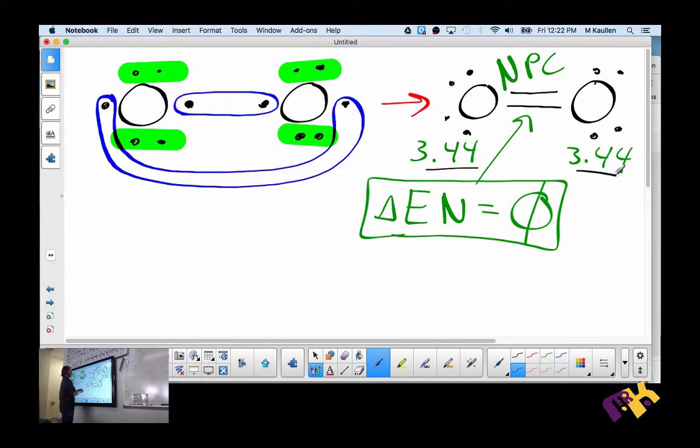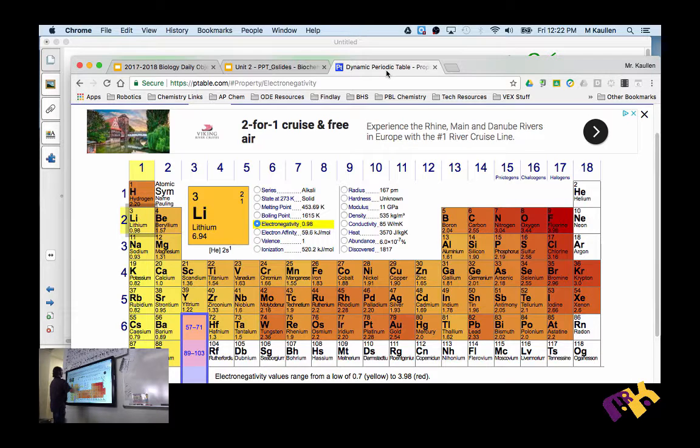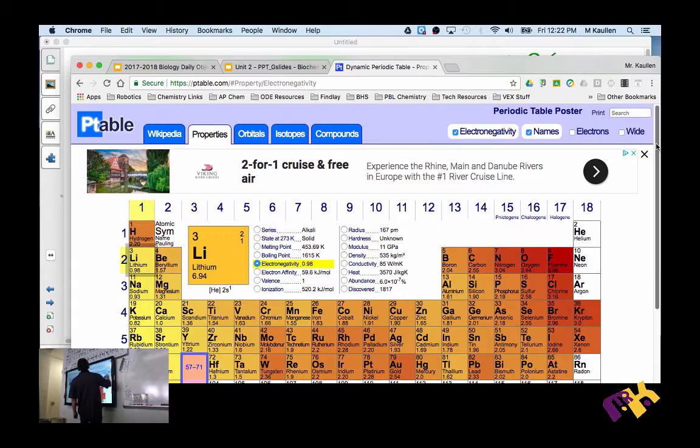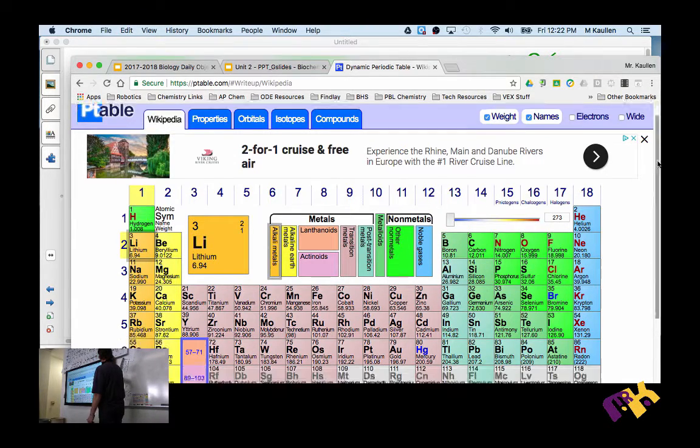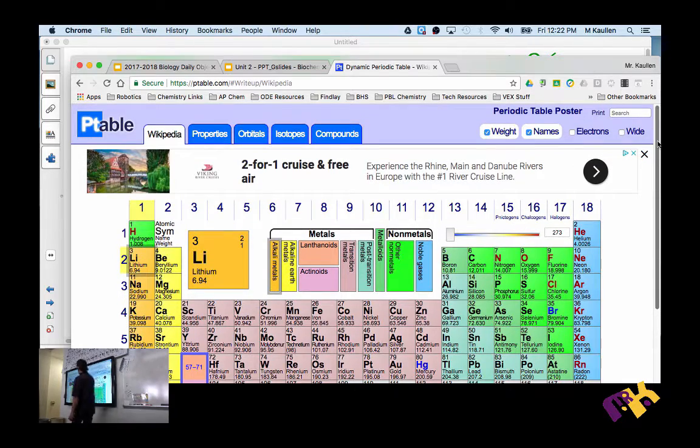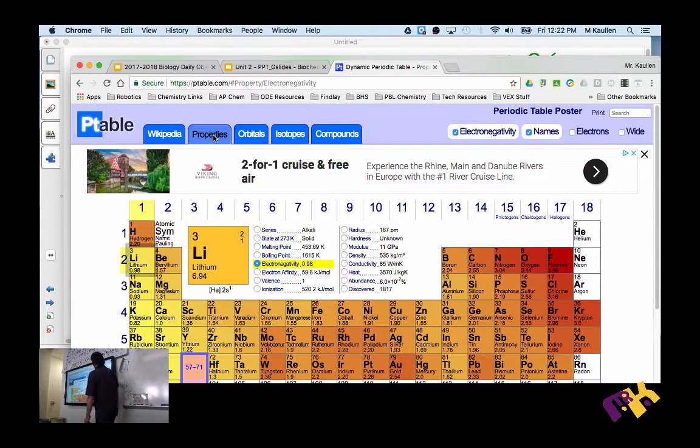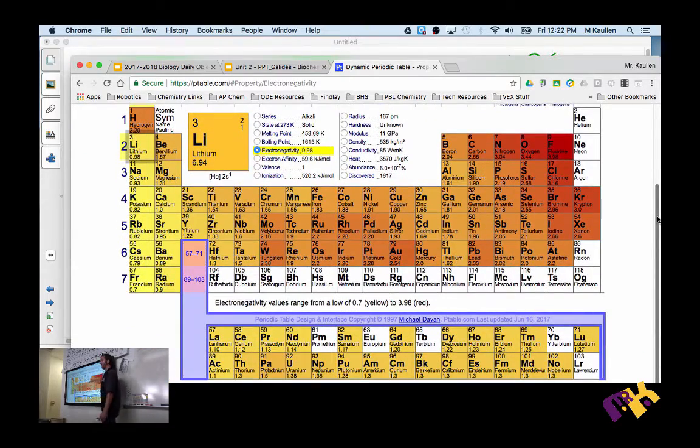Like if you go to ptable.com, let's see if I can get back to the normal one. When you first go to ptable, it's going to show you an ordinary periodic table like this. But we want to know some properties, so we click on the property tab, and then we click on electronegativity as one of our choices, and it's going to give you the numbers. It shows you the number for oxygen being 3.44, or carbon being 2.55. It's that scale of 0 to 4, right? And we write them down.